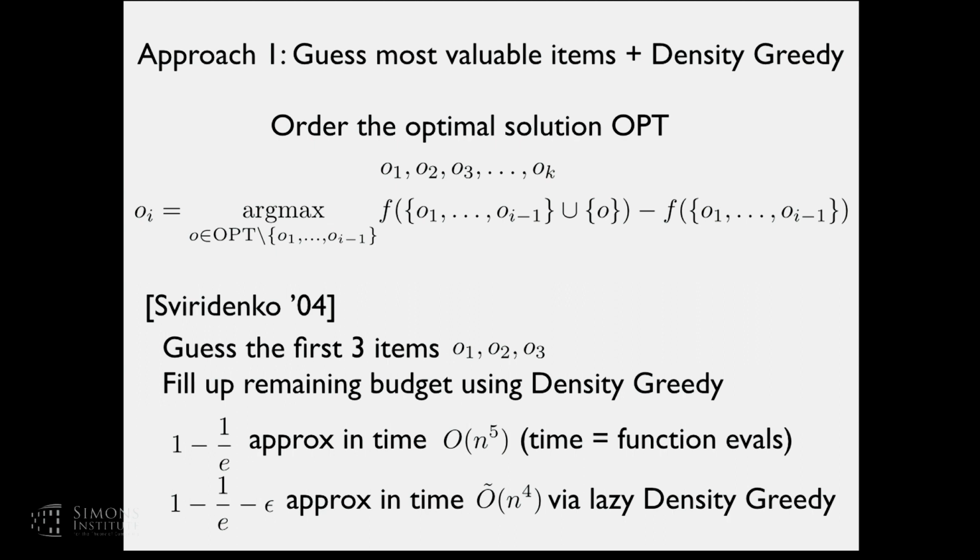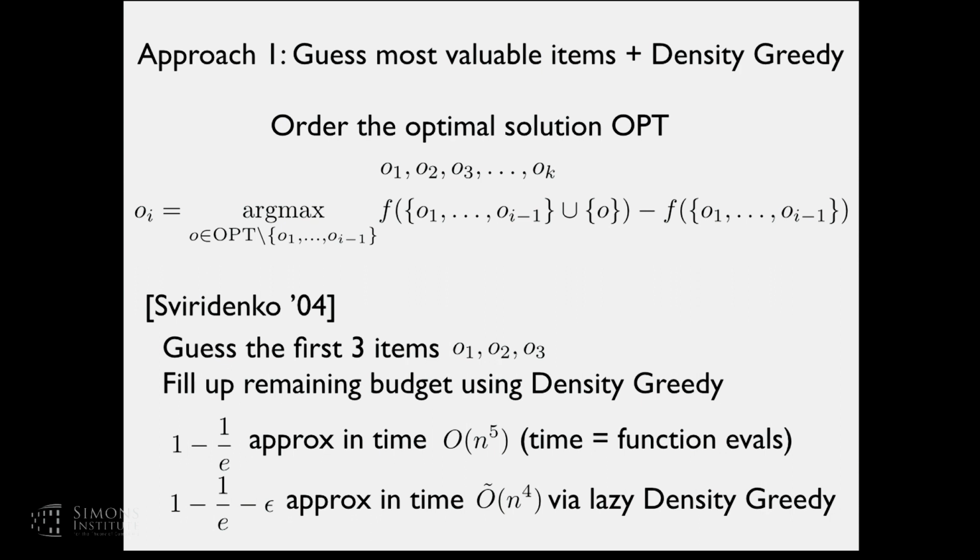Just to be clear, throughout the talk, I'm going to abuse the term time a little bit. What I mean by time is actually the number of times we evaluate our function. For the algorithms that we're going to consider, that dominates the running time, and I'm going to simply assume that evaluations are constant time. So we can use an n to the 5th time.